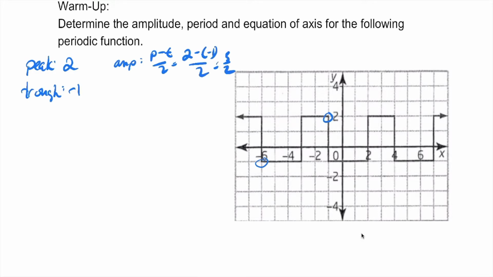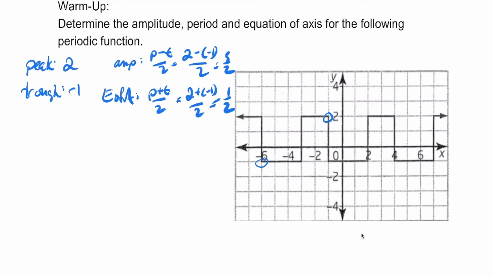And the equation of axes is peak plus trough over 2. So the two equations are very similar, so try not to mix that up. Again, equation of axes, you can think of it as the average of the maximum and minimum, so that's why it's peak plus trough over 2. In this case, it's going to be 2 plus a -1 over 2, which is 1/2.